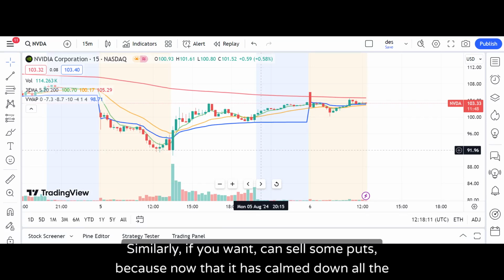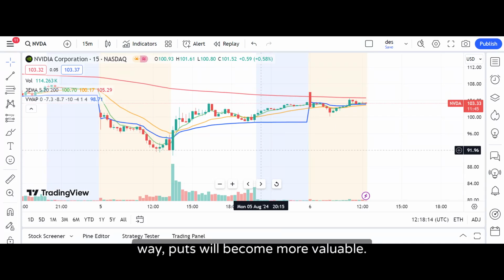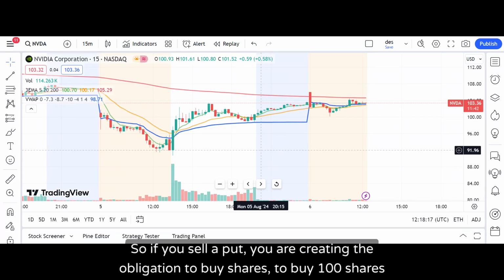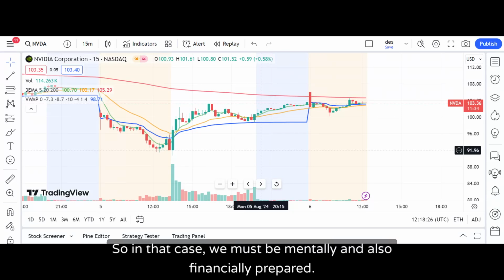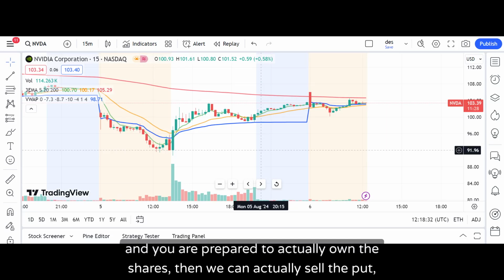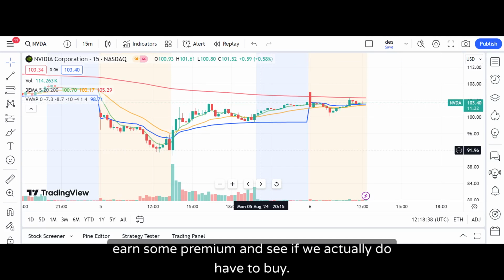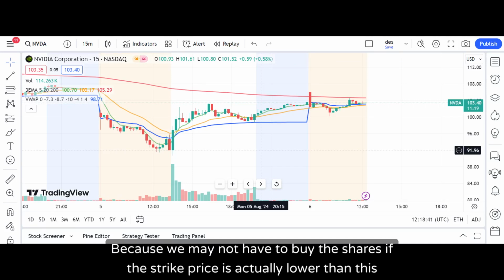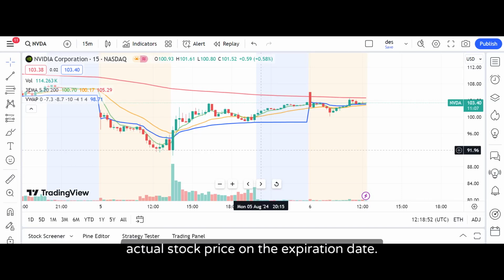Similarly, if you want, you can sell some puts, because now that it has come all the way down, puts will become more valuable. If you sell a put, you are creating the obligation to buy shares, to buy 100 shares or even more. So in that case, we must be mentally and also financially prepared. That means you have the capital and you are prepared to actually own the shares. Then we can sell the put, earn some premium and see if we actually do have to buy, because we may not have to buy the shares if the strike price is lower than the actual stock price on the expiration date.